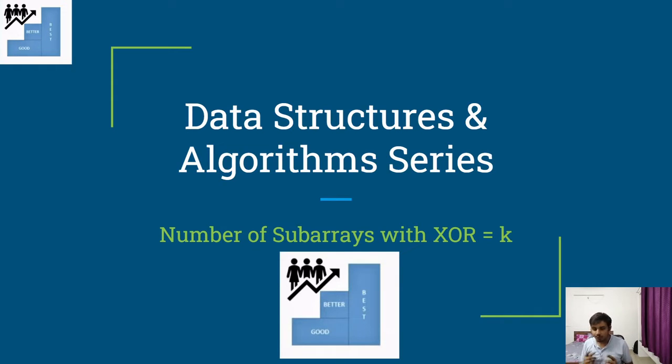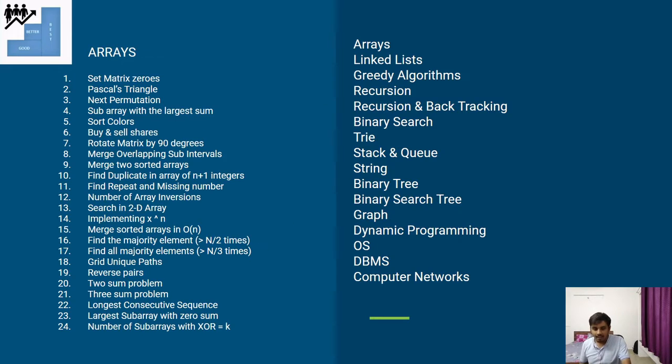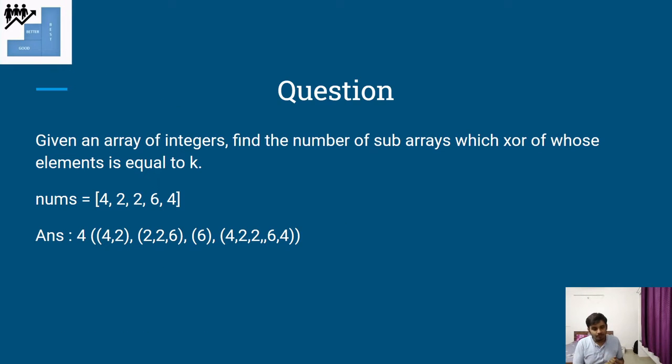Today we are into the 24th question of the series. Let's understand the question. You are given an array and you have to find the number of subarrays which XOR up to a given value k. For example, in this array, we have 4, 2, 2, 6, 4.